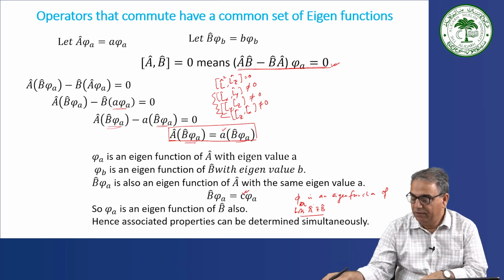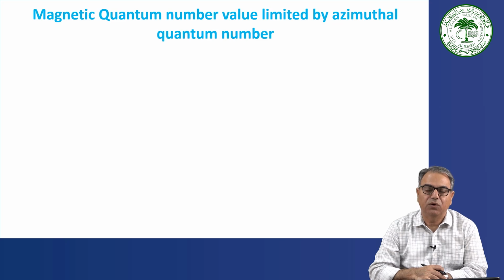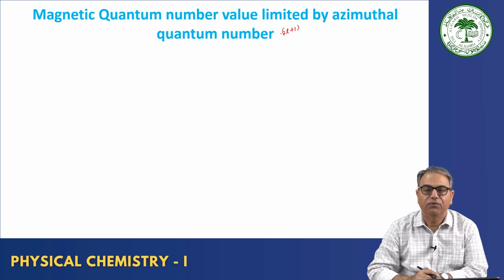Now from this, what we can do is that the magnetic quantum number value is limited by the azimuthal quantum number. You know already that if l is equal to 2, m has values +2, +1, 0, -1, -2. Then the total number of possible values is 2l plus 1. So if l is equal to 2, you will have 5 values. If l is equal to 1, you will have 3 values: +1, 0, -1. Then your box diagram, all this we have done.